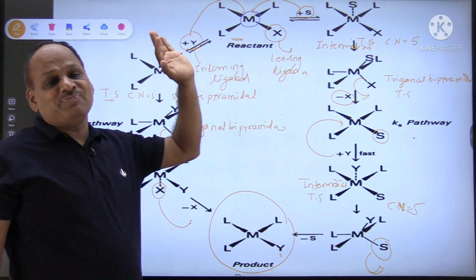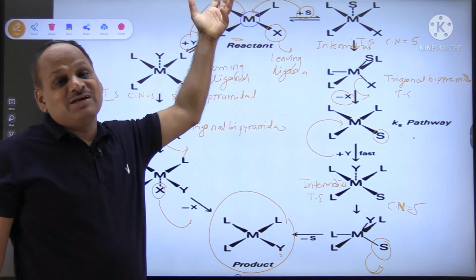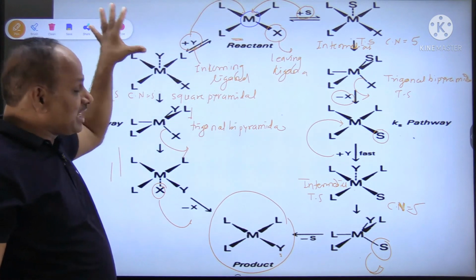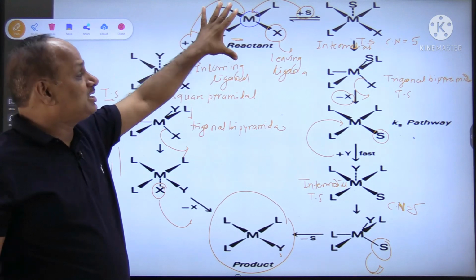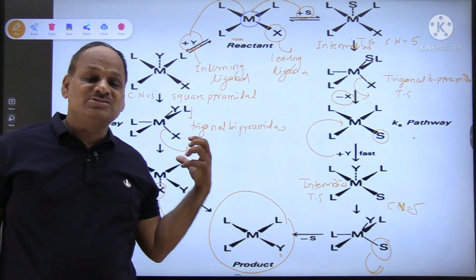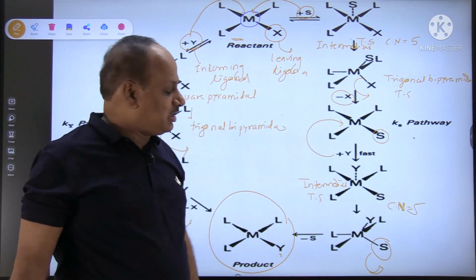In the first pathway, the rate depends only on the concentration of the reactant complex, and therefore it is first order kinetics. But in the second pathway, the rate depends on the concentration of the reactant complex as well as the incoming nucleophile. So in the second pathway the order of the reaction is second order.